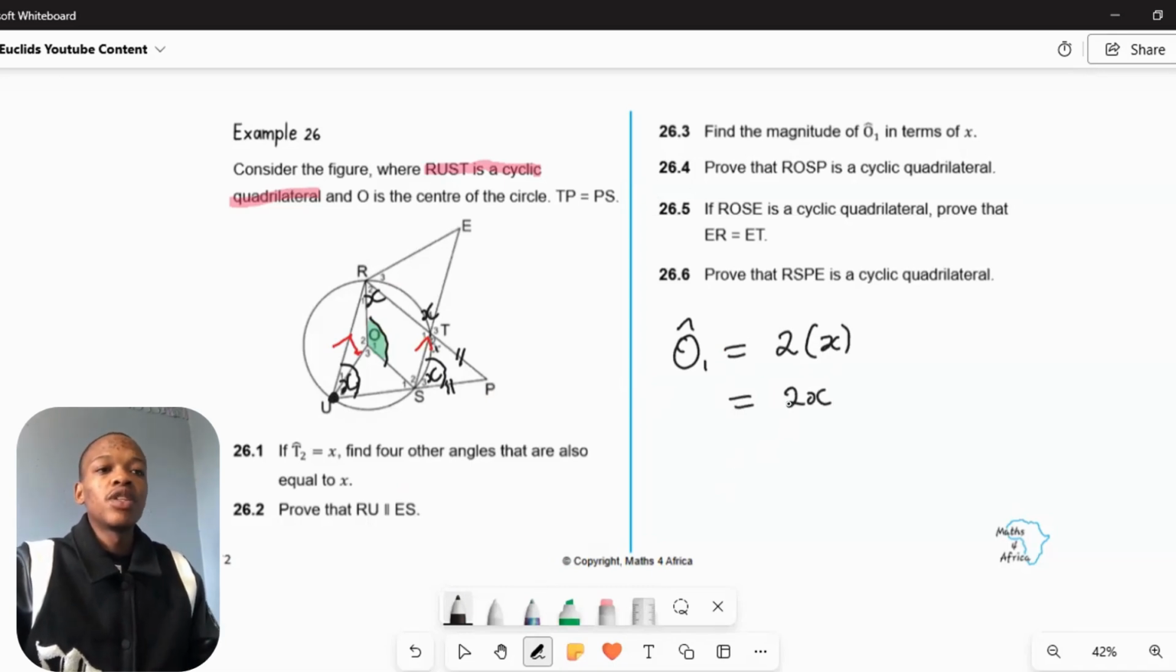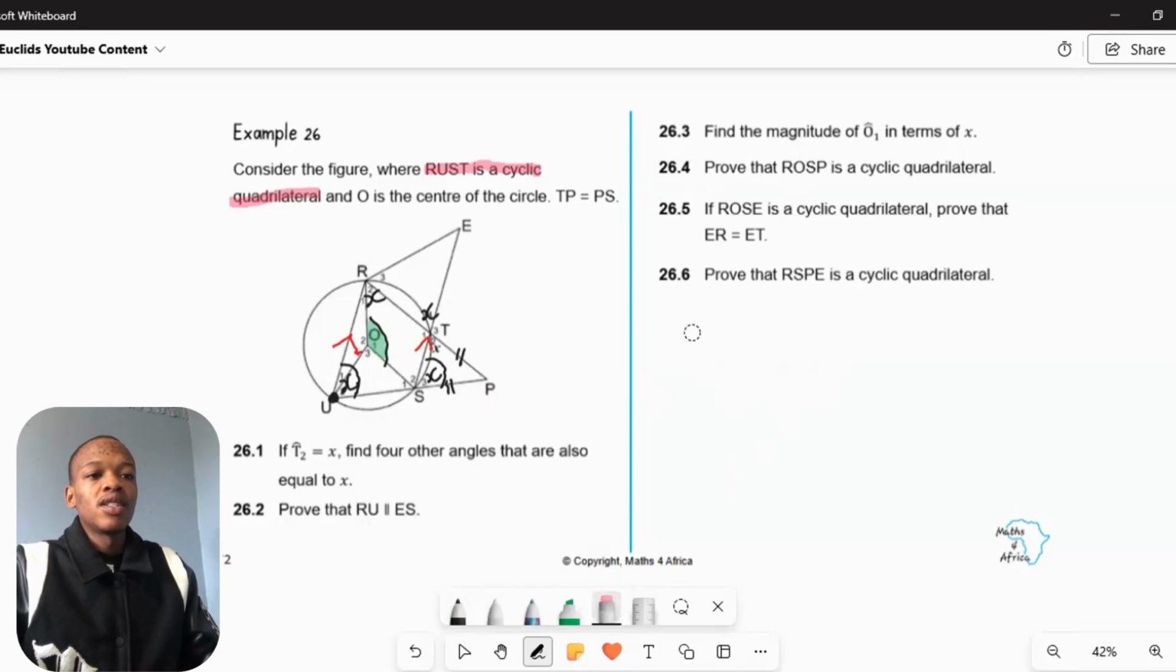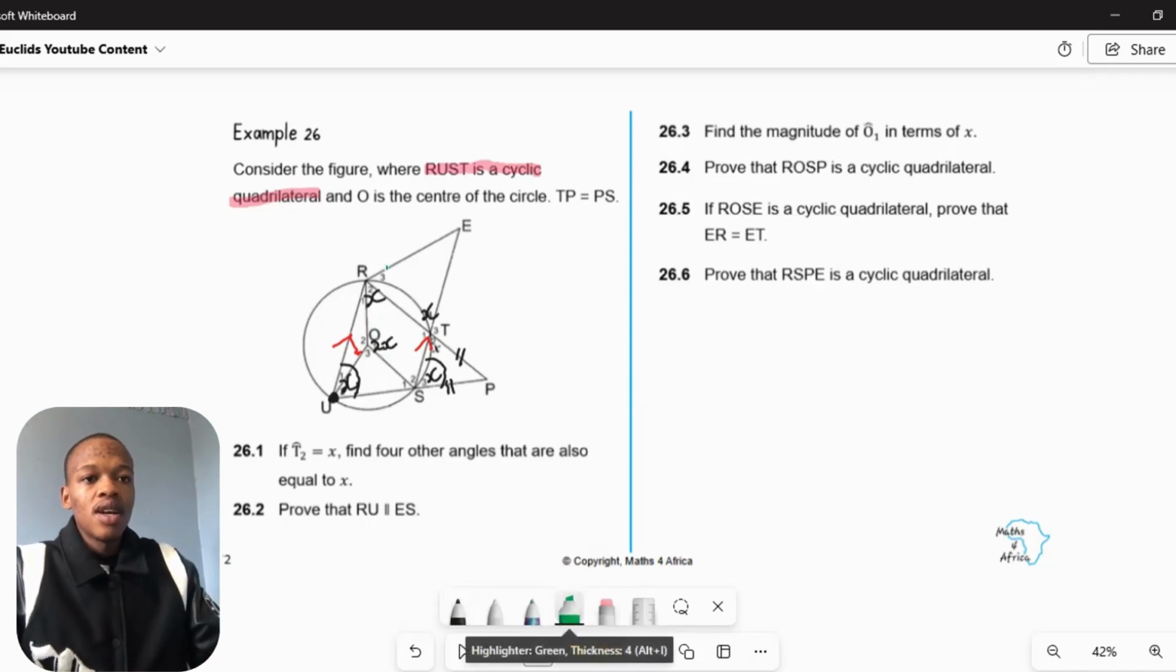We're done. 26.4. Prove that ROSP is a cyclic quad. How are we going to prove that ROSP is a cyclic quad? Let's write 2x here. ROSP. Okay, let's go and highlight that.